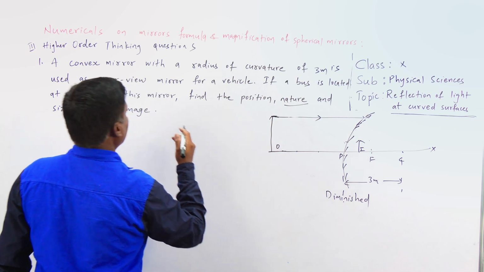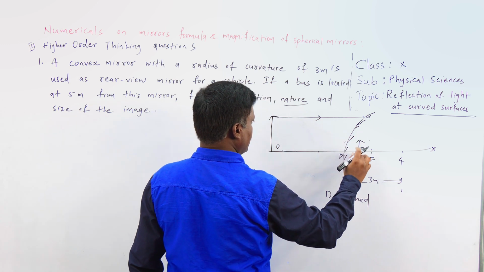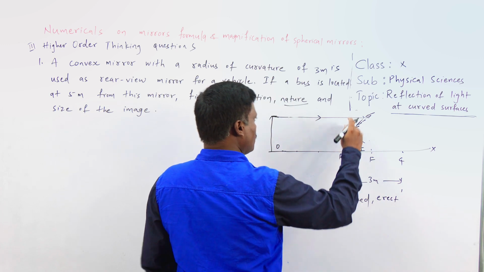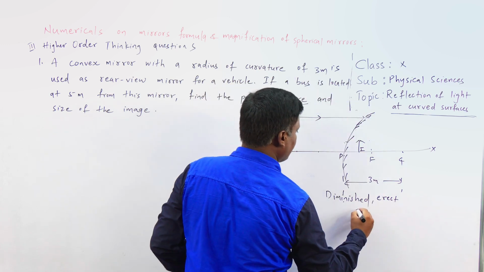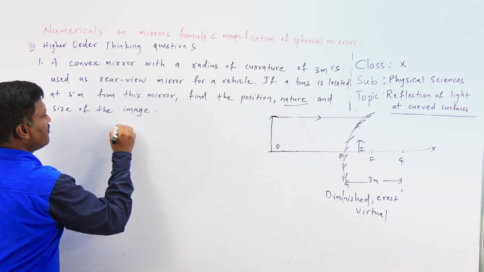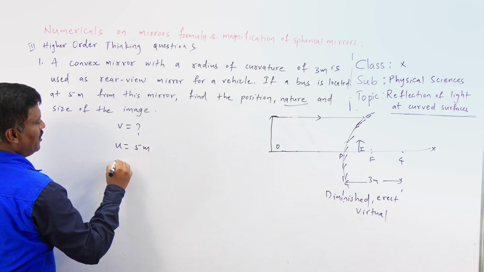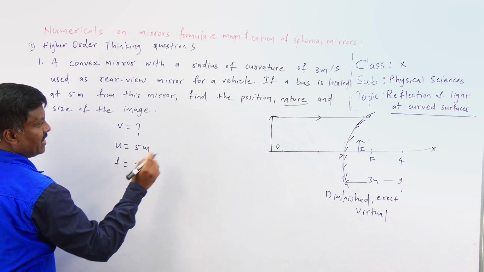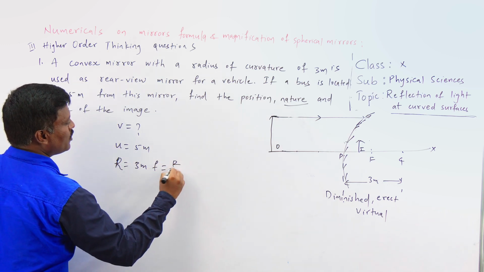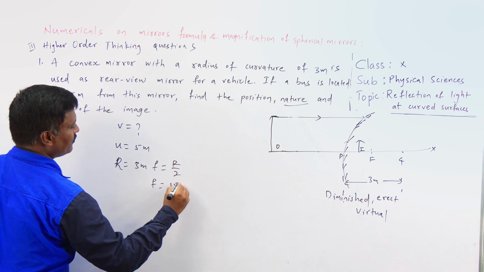Now, we have to find the nature first. The image is diminished. This image is formed above the principal axis, so it is an erect image. And this image is formed due to the diverging of the light rays, so it's a virtual image. We have to find the position of the image, that means v is the question mark. Object distance is 5 meters. Radius of curvature is 3 meters, so focal length is equal to R by 2, which is equal to 1.5 meters.